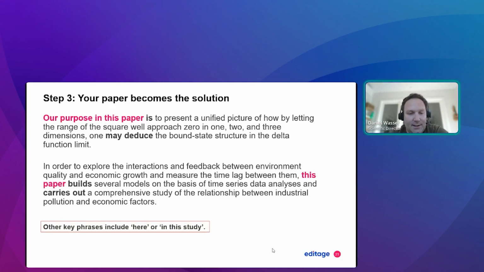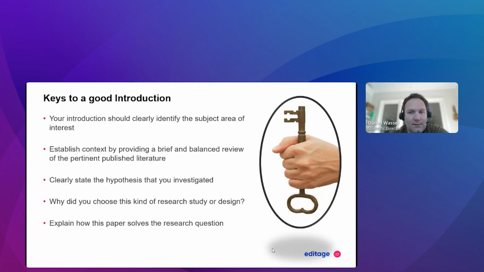Key phrases are "in this study" here. So just to summarize, when we talk about a good introduction, we're talking about clearly identifying the subject area, establishing context by providing a brief and balanced review of the pertinent literature, clearly stating the hypothesis you're investigating. People overlook this. I think maybe because we're taught thesis and hypothesis as a general concept very early on in our career as scientists, and then we come back a few years later actually doing those manuscripts. But I think having a very well articulated hypothesis is important. I think that's the whole foundation of what we're trying to solve here. And then, why did you choose this kind of research study or the science? I think it's another important piece we want to work in as well.